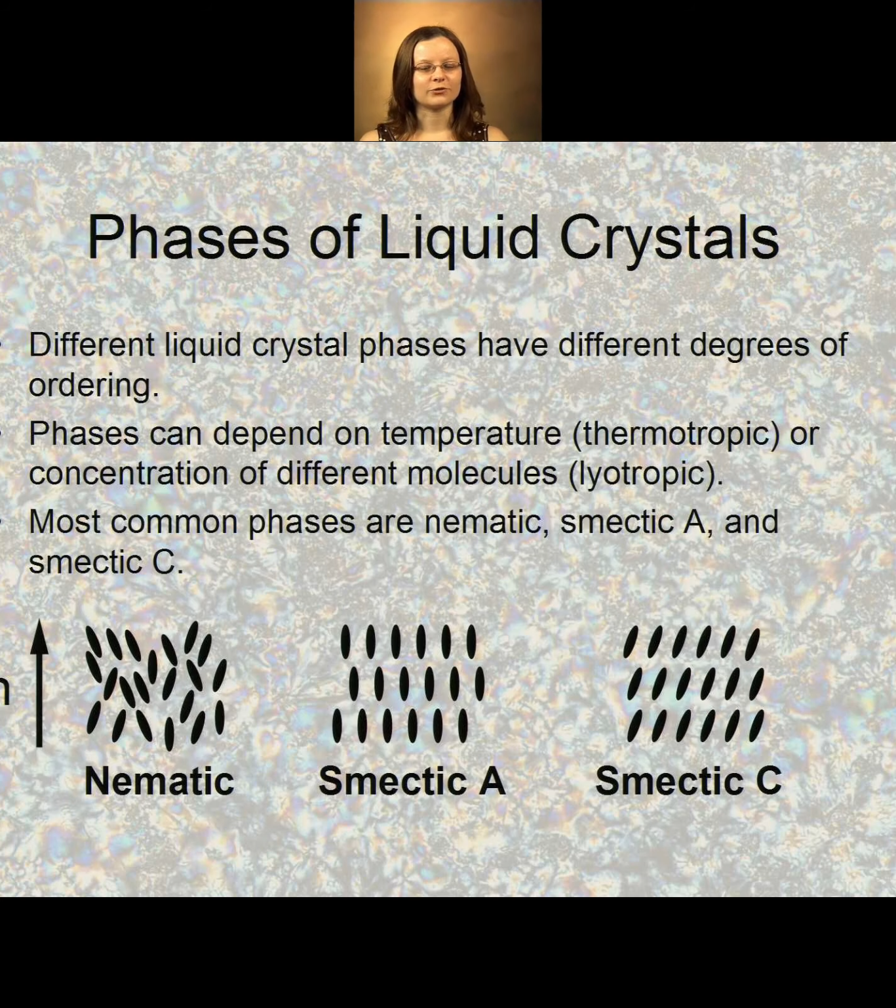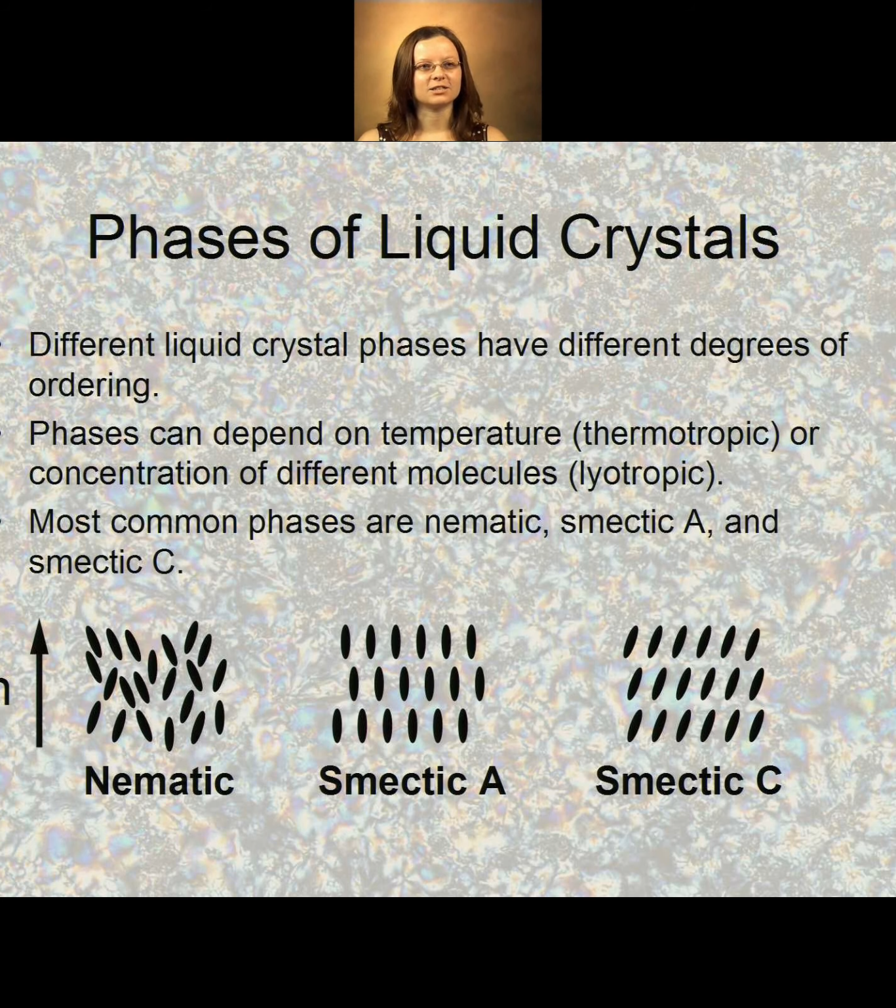There are many different liquid crystal phases and subphases depending on the amount of ordering that the molecules have. These different phases can be obtained by either a change in temperature for thermotropic liquid crystals or by a change in the type and concentration of molecules that make up the liquid crystal material, such as lyotropic liquid crystals. The three most common liquid crystal phases are nematic, smectic A, and smectic C, seen here for rod-like molecules.